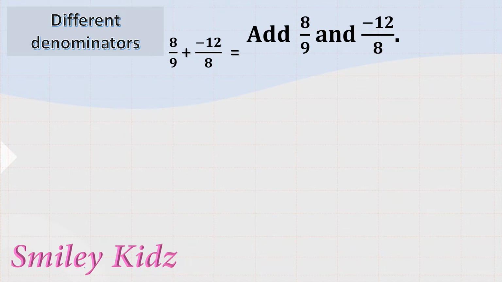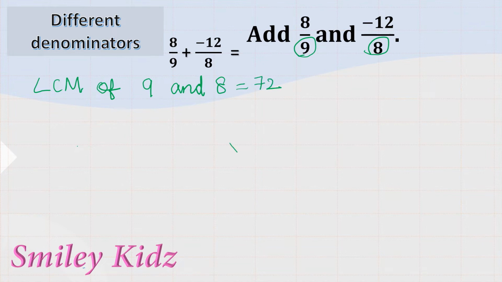Now let's see another example. Add 8/9 and -12/8. So here we are having different denominators. They are 9 and 8. So first, let's take the LCM of 9 and 8. The LCM of 9 and 8 will be equal to 72. Now let's convert these two rational numbers into equivalent rational numbers.